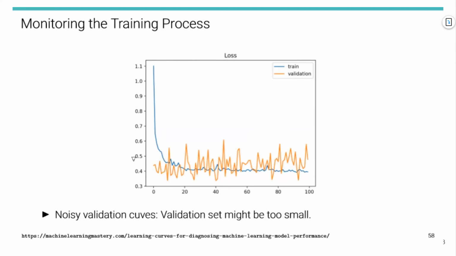Sometimes the validation loss can be noisy like this. In this case, the validation set might be too small. Because it is too small, it does not reflect the actual distribution of the data in the real world. That's why the curve is noisy. In this case, we might collect some more data for the validation set.